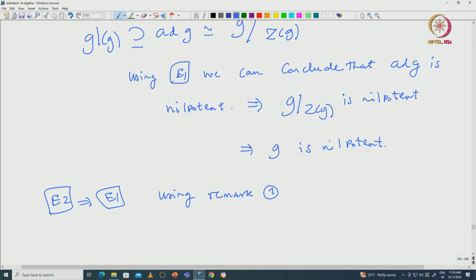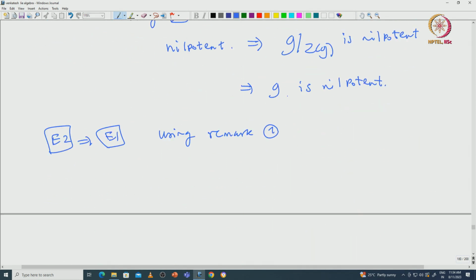I will stop here because we need some more preparatory work in order to prove Engel's theorem. That work I will do in the next lecture. That important result will be called the invariance lemma. I will do it next time. Okay, I will stop here. Thank you.